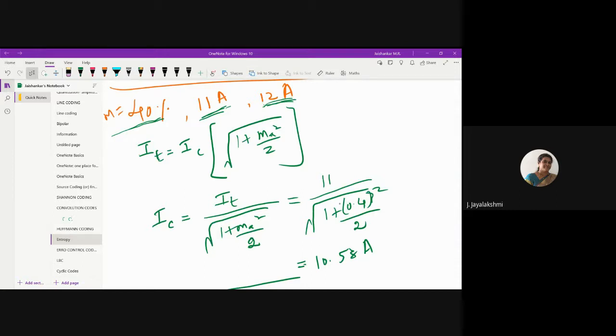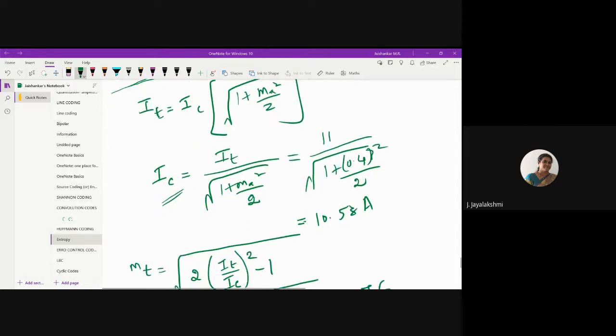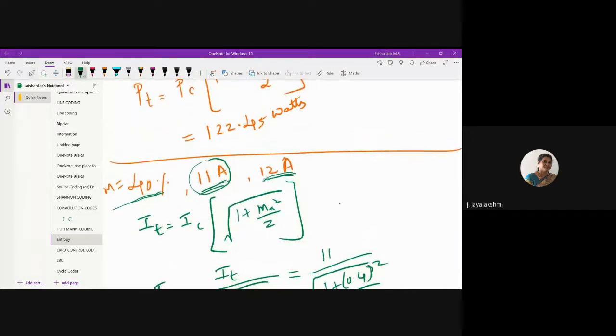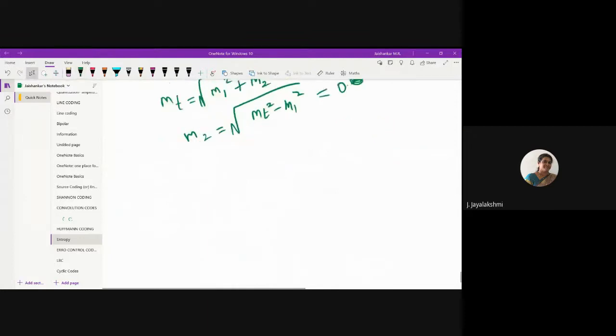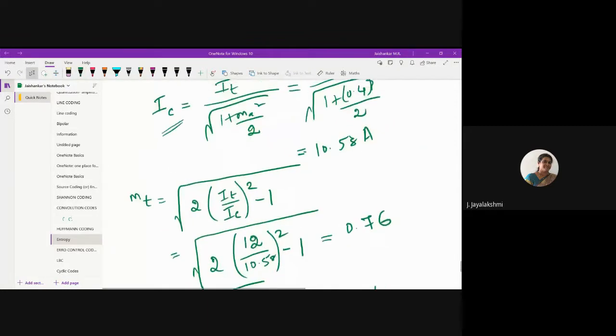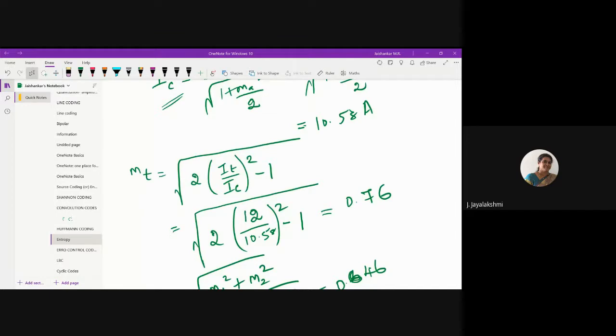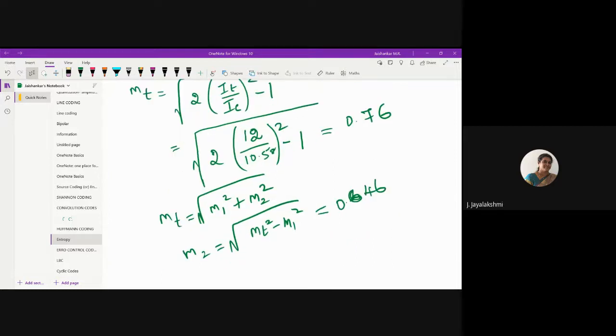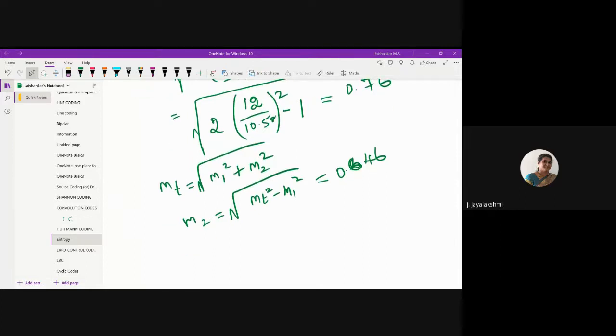So first make use of this 11 amps, calculate what will be the carrier current in the case. Second thing, the total current comes to 12 amps. So when it is 12 amps, what will be the total modulation index? So once you know the modulation index of the total, and already in the problem statement they have given the modulation index of one of the waves as 40%. So you can calculate the other modulation index value. Okay, fine.